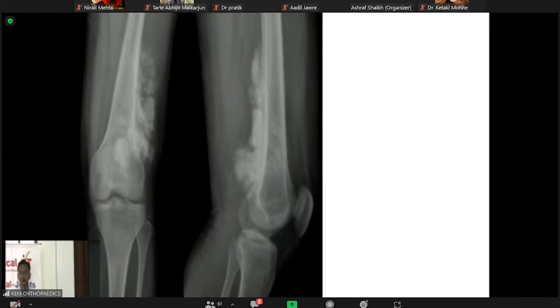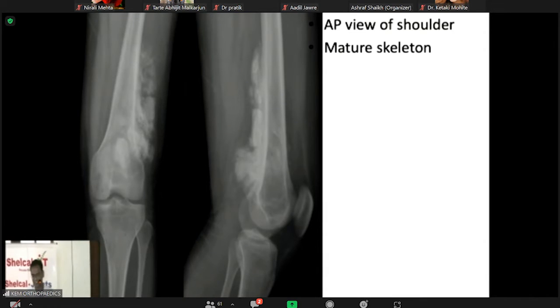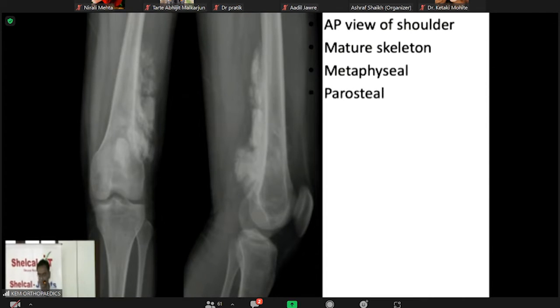This is the AP and a lateral view of the knee of a mature skeleton. We can see a periosteal reaction on the posterolateral border of the femur, in the metaphyseal region. So this is a very classic X-ray of a particular type of lesion.